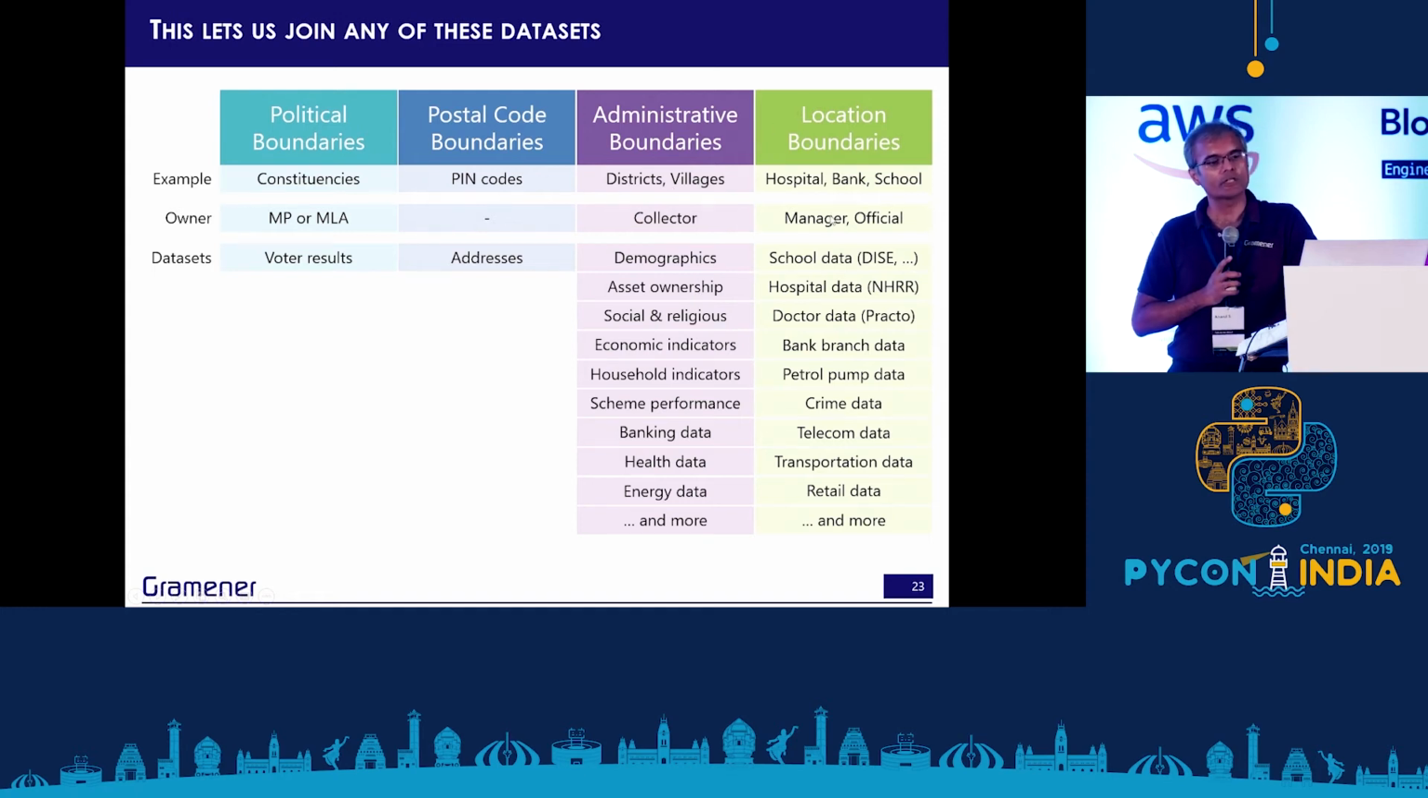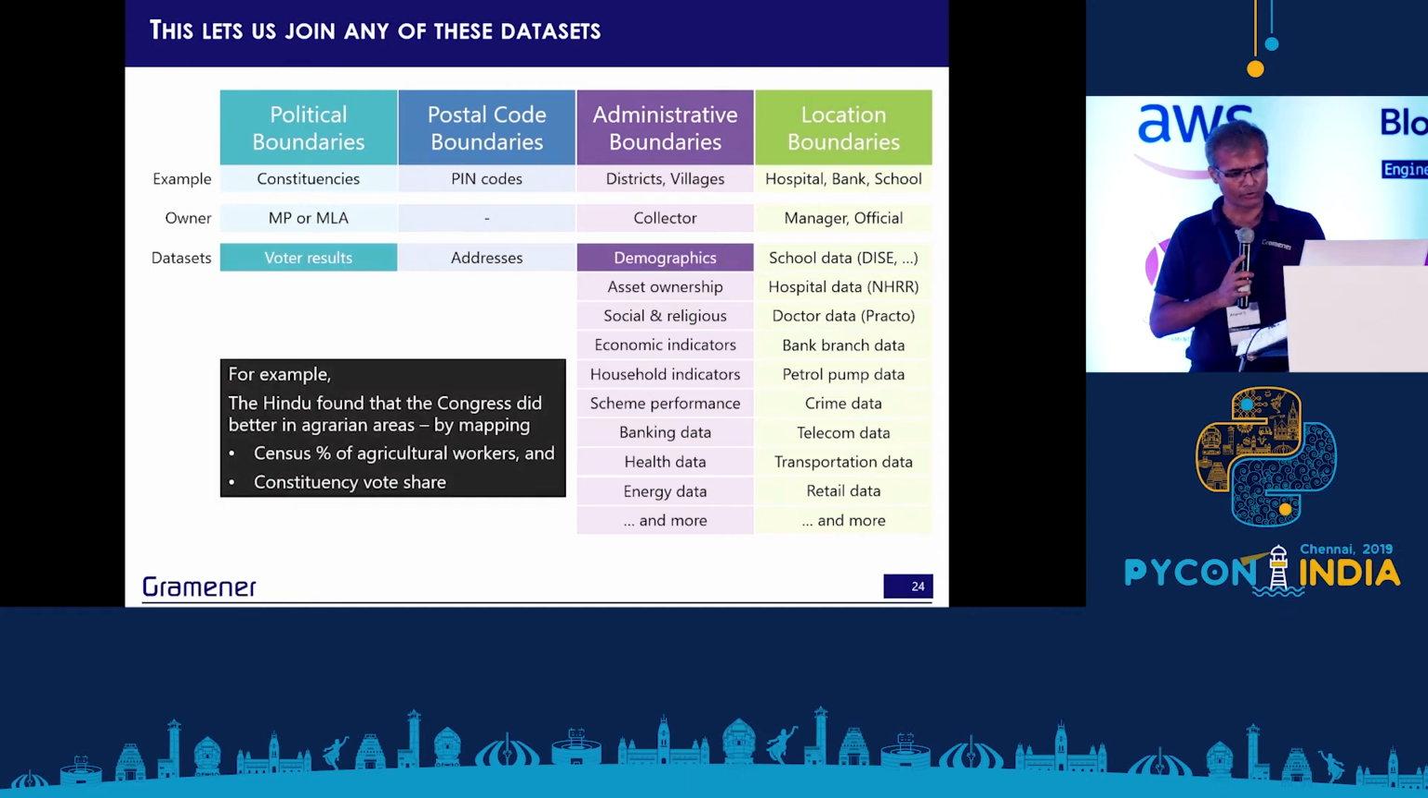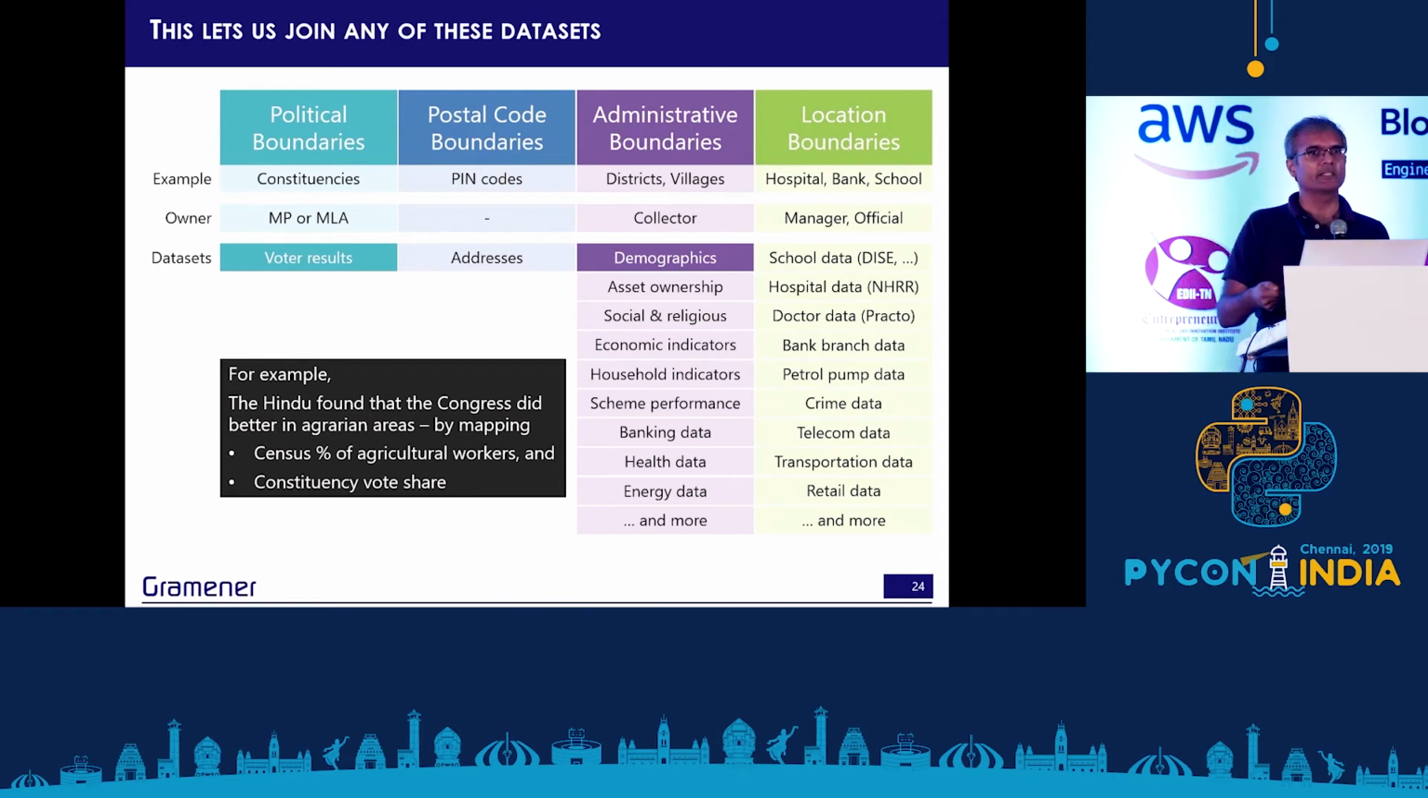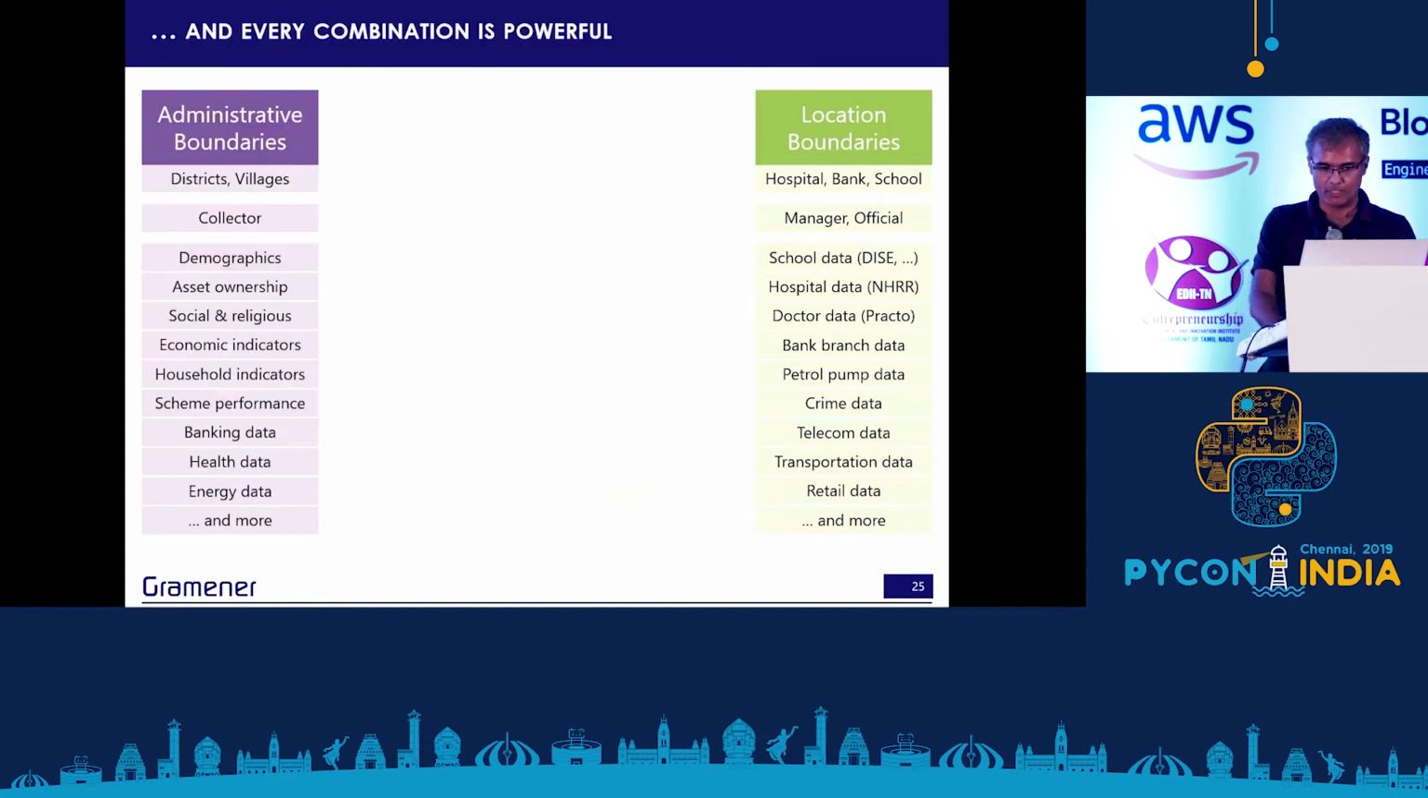If I wanted a manager or a principal of a school or the CEO of a hospital to make a decision, I could take all of that data and put it onto their geographic boundary. For example, one of the things that The Hindu did was find that the Congress is doing much better in the agrarian areas. They did that by taking the census data, which had the percentage of farmers, and mapping that onto the voter constituency regions.